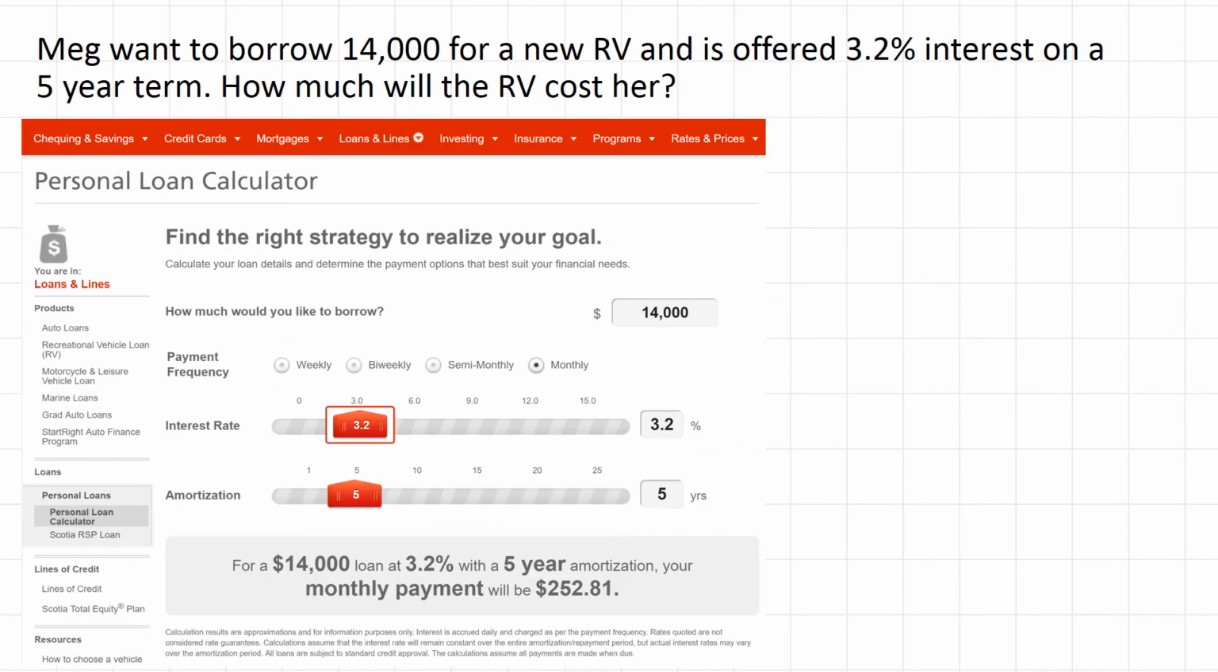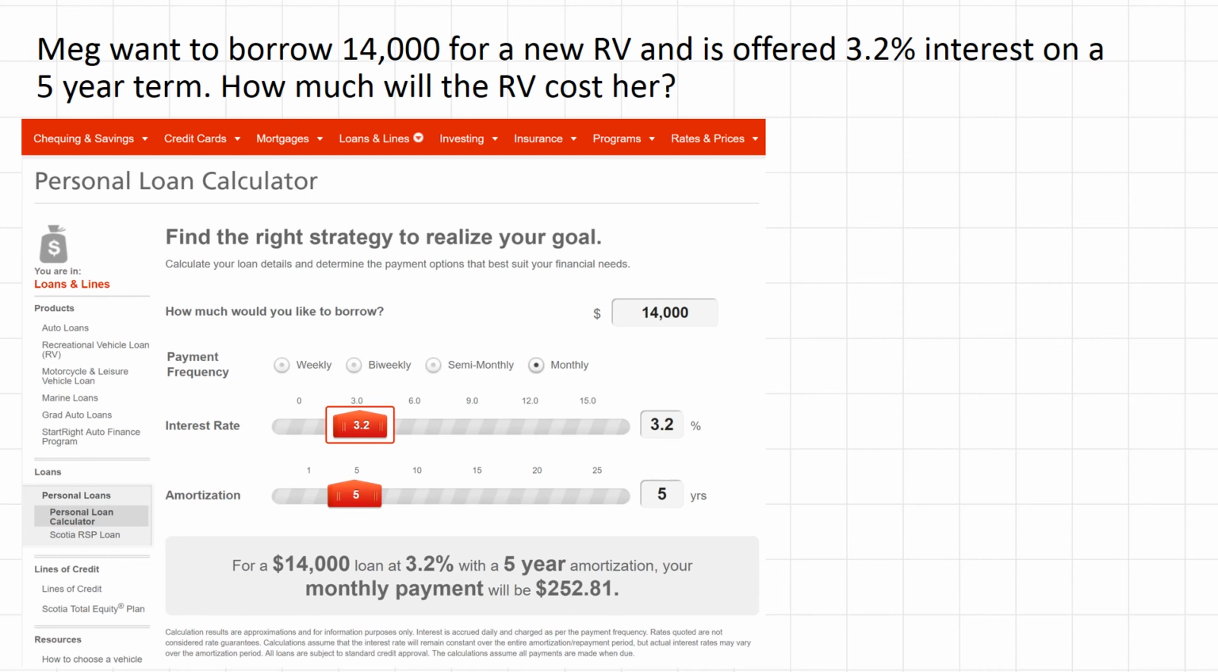So finally, I want to go over one example with you that uses the Scotiabank loan calculator. Meg wants to borrow $14,000 for a new RV and is offered 3.2% interest on a 5-year term. How much will the RV cost her?